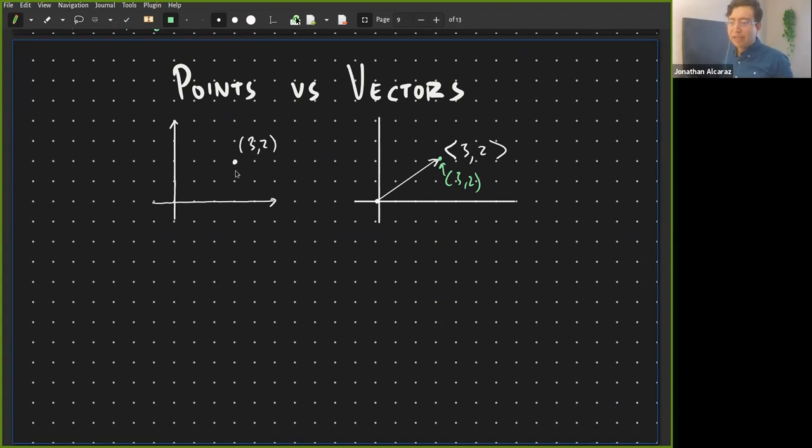And similarly, from a point, you can just cook up the vector by starting at the origin and pointing to that point. Okay, so this is how you can think of points and vectors as the same, as interchangeable. Technically, vectors are slightly different, but you can say that.